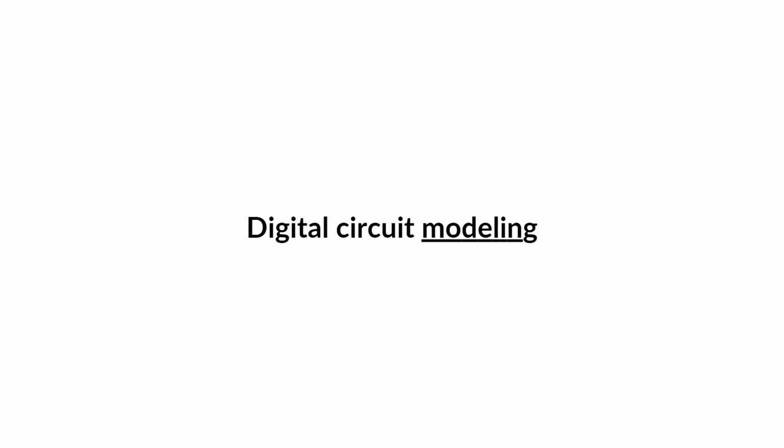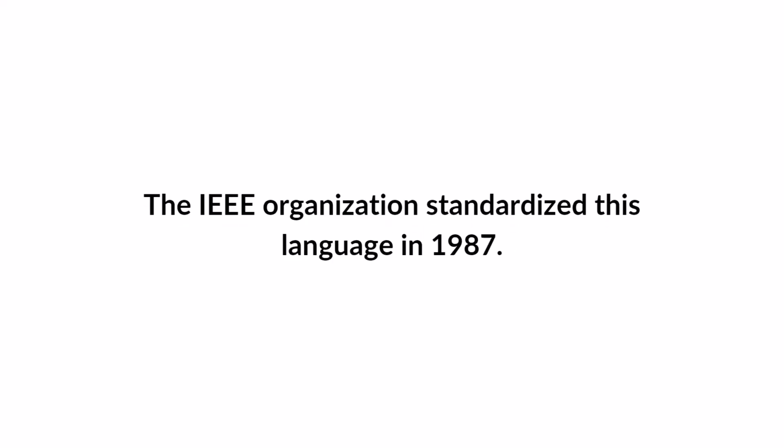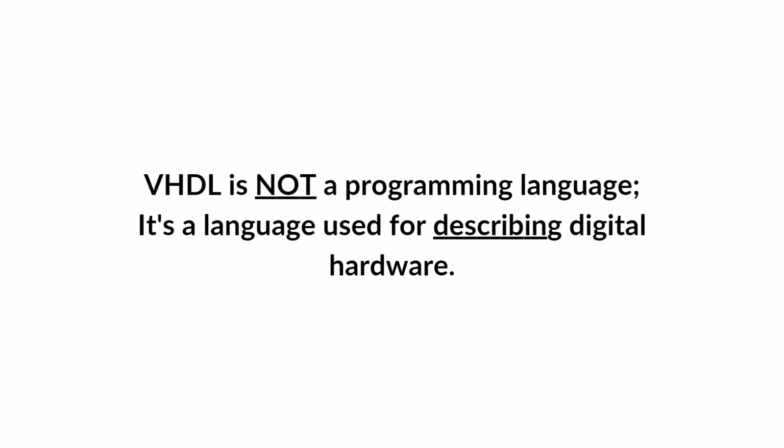However, as time passed, VHDL found its use in implementing digital systems as well. Ultimately, the IEEE organization standardized this language in 1987 as part of the IEEE 1076 standard, and the VHDL we use today is the standard language recognized within the IEEE organization. Well, as I mentioned earlier, VHDL isn't a programming language. Rather, it's a language used for describing digital circuits.